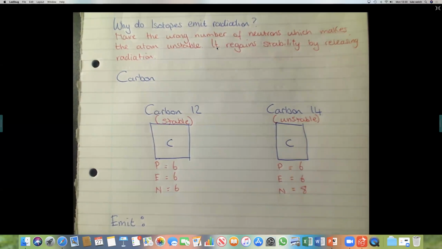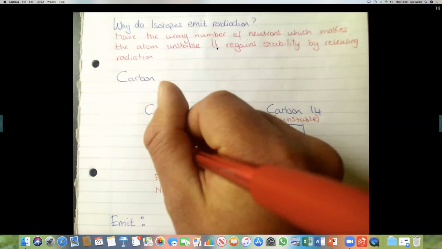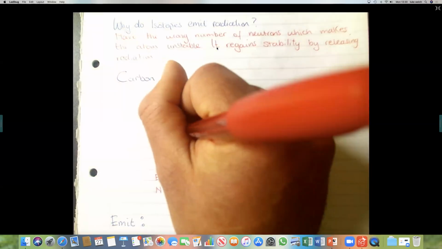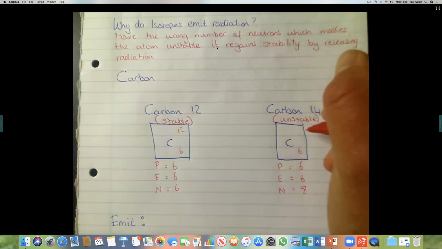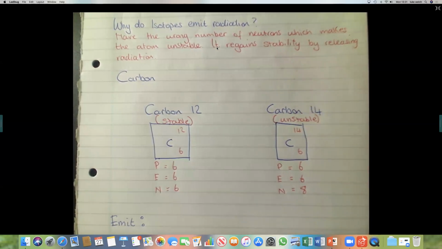And that is how we work out how many extra neutrons an isotope has. The final thing I can do is fill in my atomic number and atomic mass, 6 and 14. So there is an example. Pause the video and make sure we get this down.